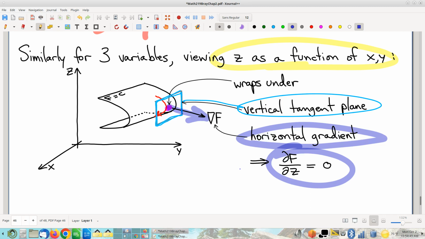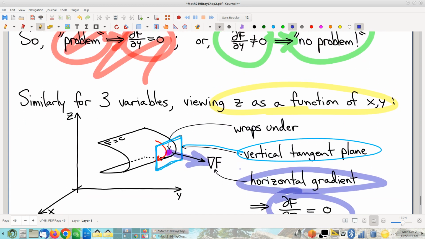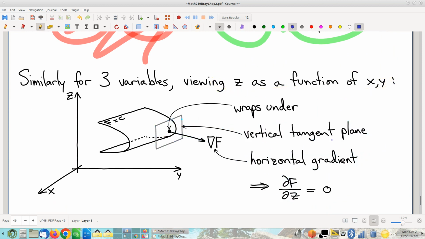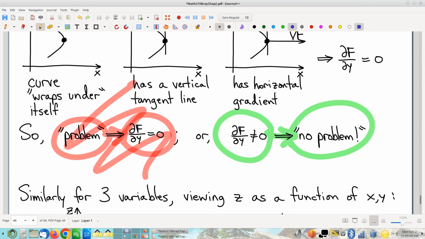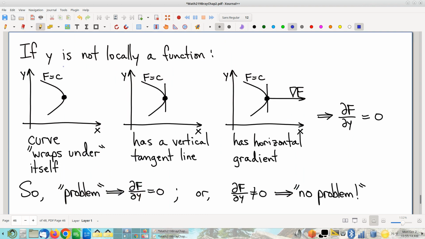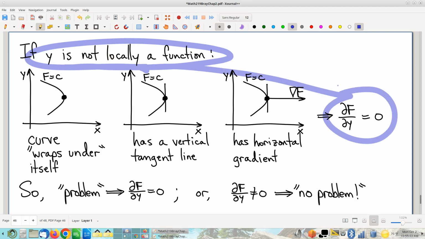So we say the magic word contrapositive again, and if the z partial is not 0, then there's no problem. And again, that means that we can take derivatives to our heart's content. Before I get to the statement of the theorem, let me point out in both of the examples that we've seen here, let me clean up my picture here, if you're concerned about y possibly or not being a function, it's the y partial that you need to look at.